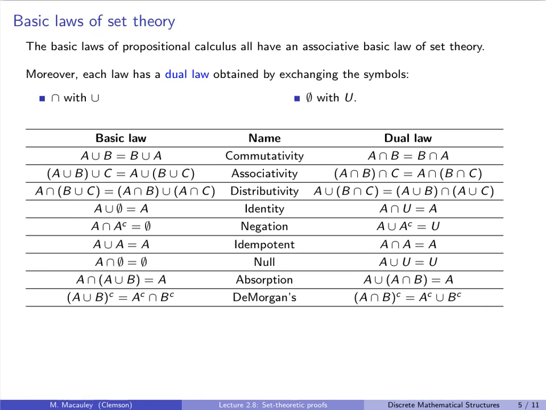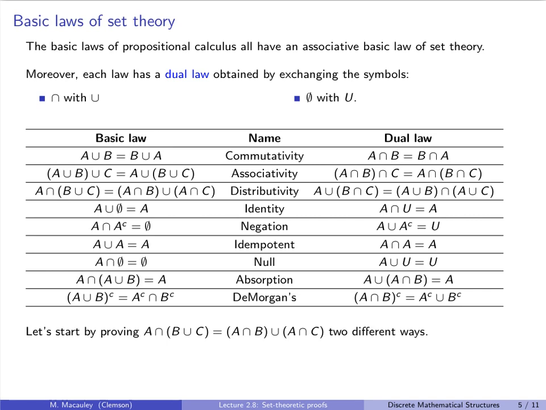The idempotent law says that A union A is A, and A intersect A is A. The null law says that A intersect the empty set is empty, and A union the whole thing is the whole thing. And the absorption laws say that A intersect (A union B) is equal to A, and A union (A intersect B) is equal to A. And then De Morgan's laws say the complement of A union B is A complement intersect B complement, and conversely, the complement of A intersect B is the union of A complement and B complement.